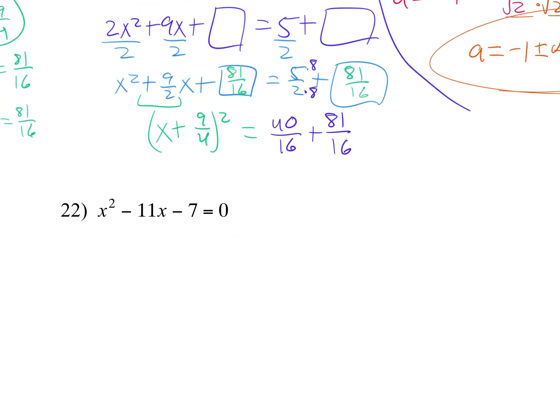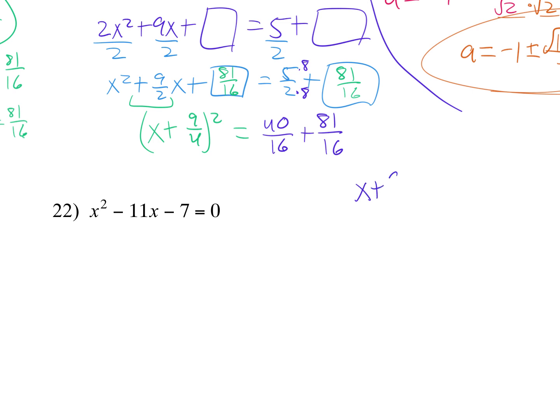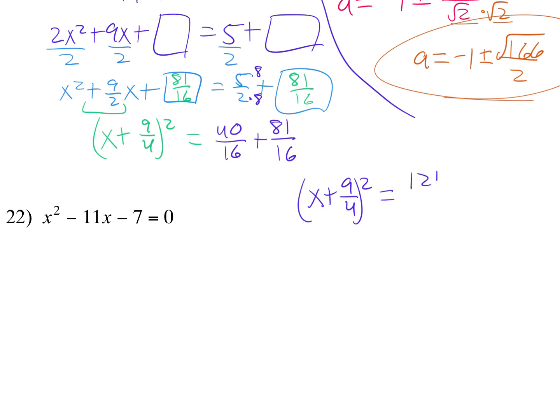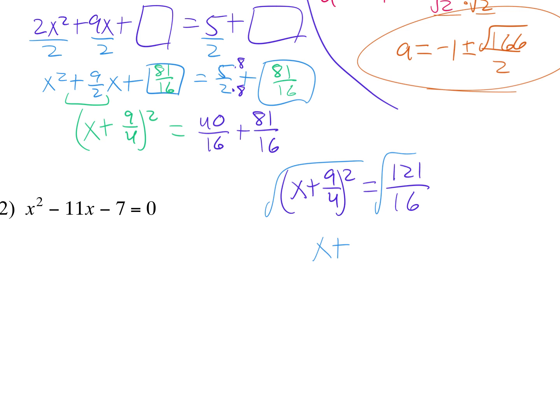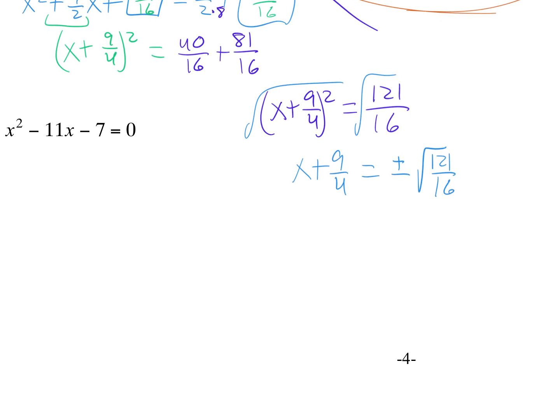All right, and then I'm going to go ahead and rewrite this. It's going to be x plus 9 over 4 squared, and then 40 plus 81 is going to get you 121 over 16. And now you want to square root both sides. So we should get x plus 9 over 4 equals plus or minus the square root of 121 over 16. Now, hopefully you recognize that these are perfect squares.